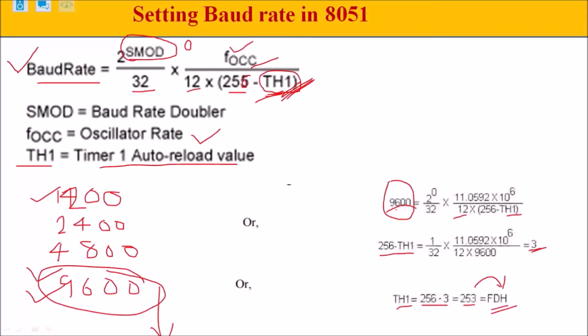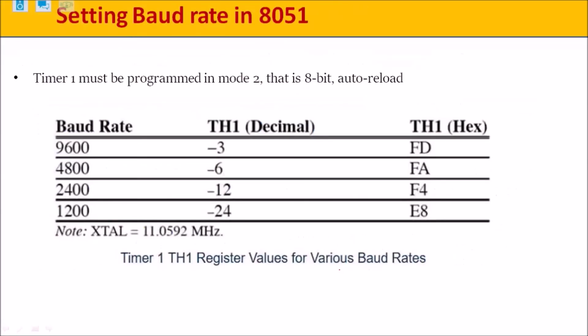These are standard baud rates. When you are downloading your program into the microcontroller kit, at that time also you have to select the baud rate for data transmission. So we are going to use 9600. So these are the calculations. You also try this. In TH1, you will get FDH. How these values are computed, those standard values you can remember. FDH should be loaded in TH1 to get a baud rate of 9600. For your baud rates, you will get these values.